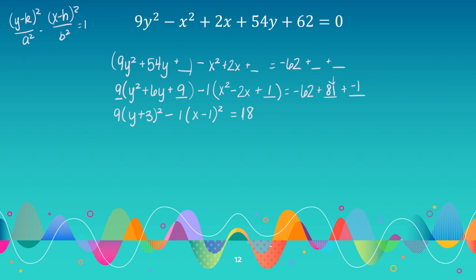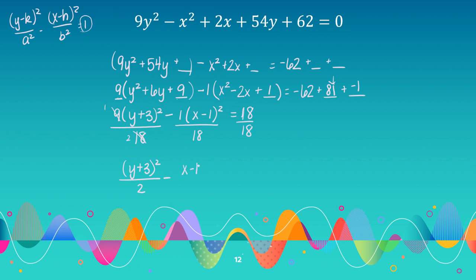Okay? Now, the last thing to remember, and here's how we get the fractions, is that the equation is always equal to 1. So I'm going to divide everything by whatever this number is over here. In this case, it's 18. And then I'm going to simplify. So over here, I can cancel out the 9 and the 18, which leaves me with a 1 over 2. So I have (y plus 3) squared over 2 minus, and then over here, the 1 and the 18 don't cancel other than dividing by 1, which does nothing, right?